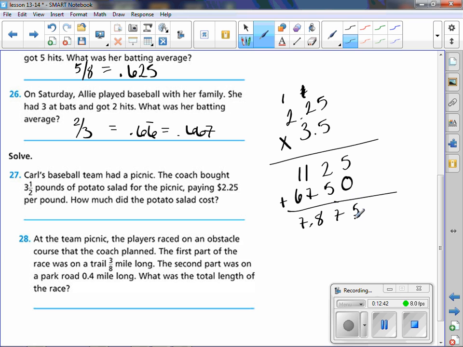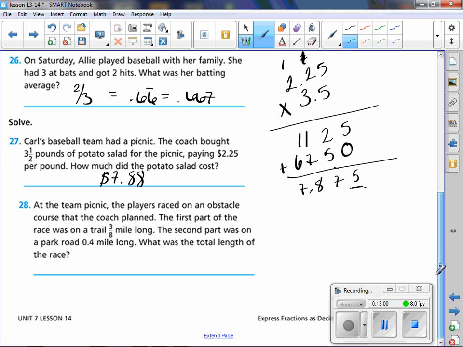Now, because it's money, what do you guys think we should do with this 5? Can I say that it cost $7.87 and half a penny? No, we round up because it's money. It costs $7.88. Okay, so you just round up. Okay, let's take a look at this next one.